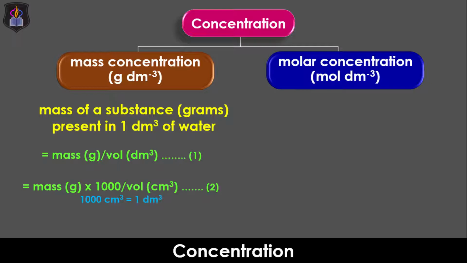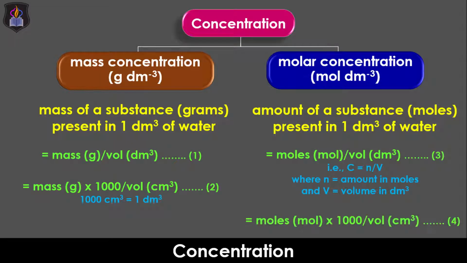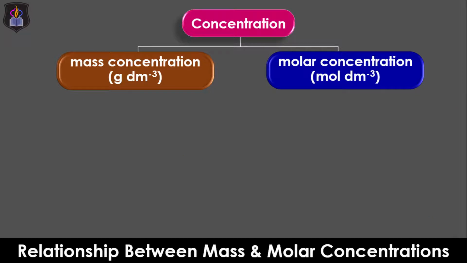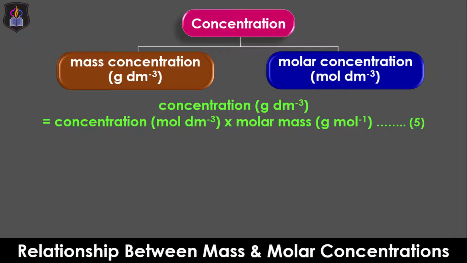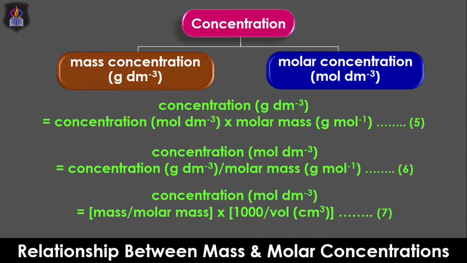Similarly, molar concentration is the amount of a substance present in 1 dm cube of water and mathematically represented as moles divided by volume in dm cube, or moles times 1000 divided by volume in cm cube. Both concentration terms are related by the equation mass concentration equals molar concentration times molar mass, which can be rewritten as molar concentration equals mass concentration divided by molar mass. If we substitute equation 2 into equation 6, it becomes molar concentration equals mass divided by molar mass times 1000 divided by volume in cm cube.